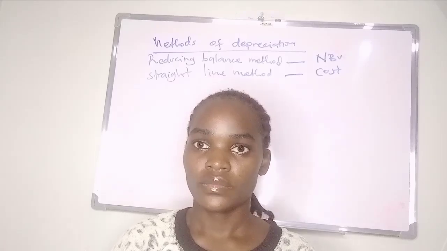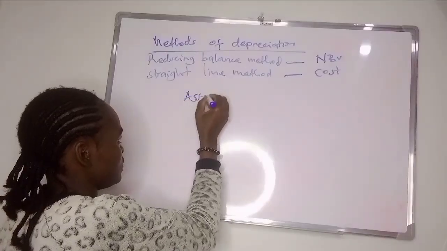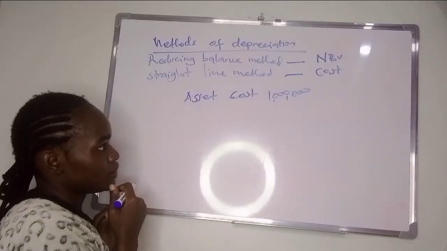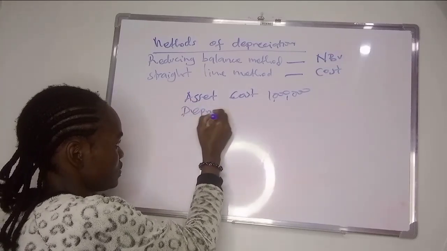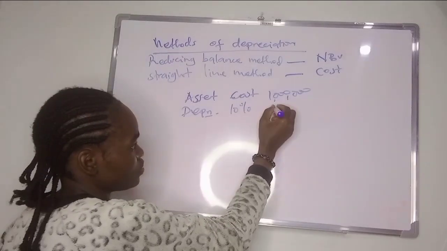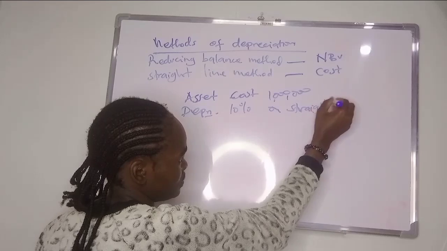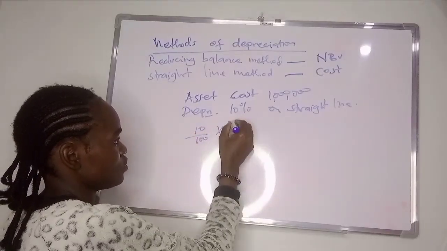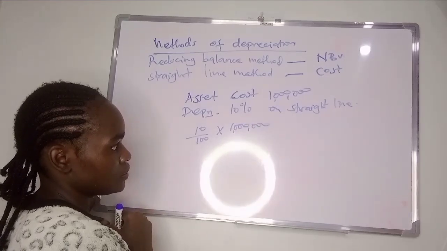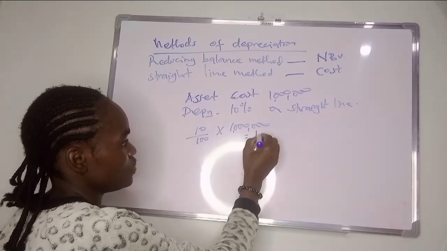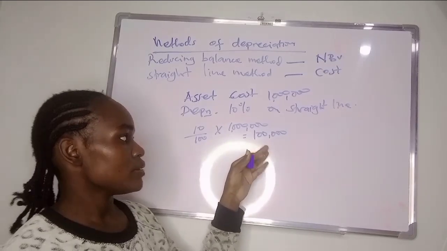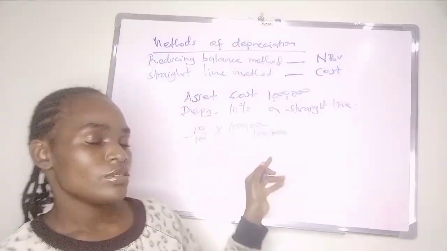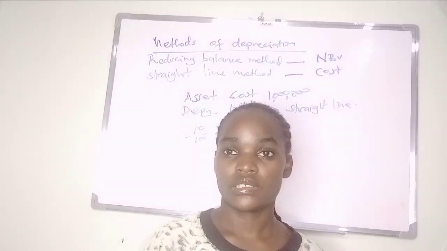Let's have an example. In case they tell you that the asset cost 1M, and then they tell you that its depreciation is 10% on straight line. When we are calculating depreciation, it will be 10 out of 100 times 1 million, which will be 100,000. And then 100,000 will be the same for all the years. That is straight line. You calculate it once, and this depreciation will be the depreciation for year 1, year 2, year 3, year 4, depending on the useful life of the asset.